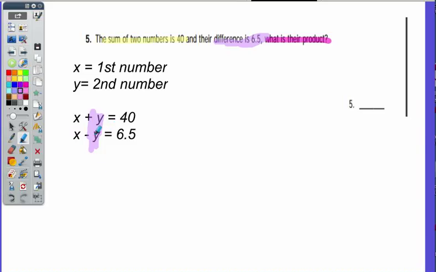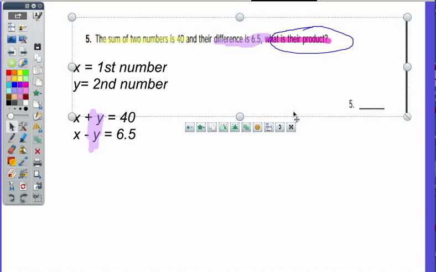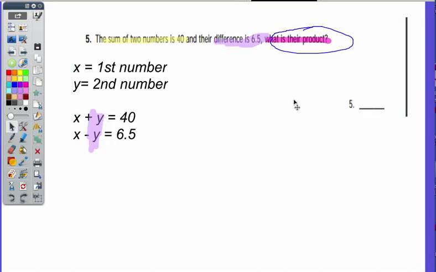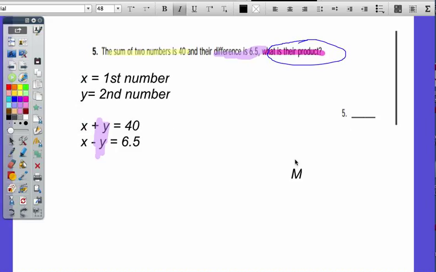Now once I get my x and y, I'm not finished because they want me to answer the question, what is their product? Product means that eventually you're going to have to multiply the x and y, because that's what product means. You're going to have to multiply x and y when you get your answer.